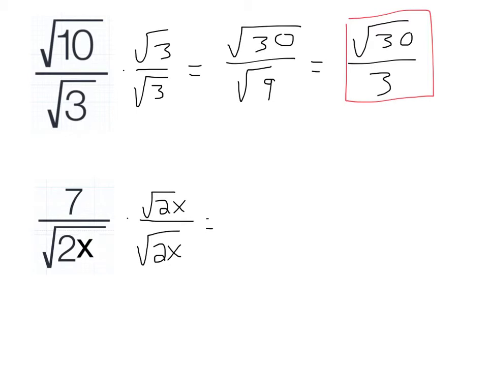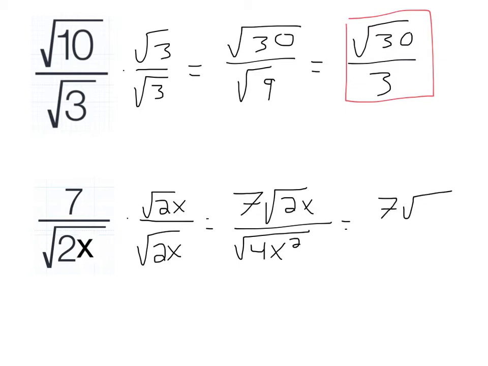Now, in this case, because the 7 originally is outside of the radical, I'm going to keep it outside. I'm going to get 7 times the square root of 2x over the square root of, now I need to multiply that 2x by the 2x, that's 4x squared. My 7 square root of 2x isn't going to change at all, and the square root of 4x squared can be rewritten as 2x, because the square root of 4 is 2, and the square root of x squared is x. And that's my final answer there.